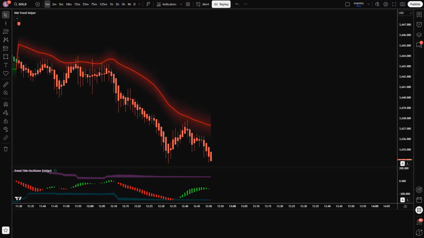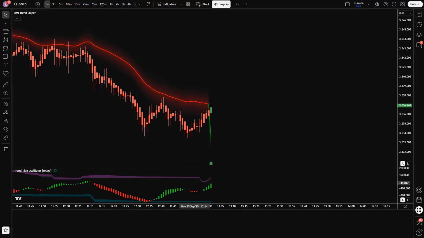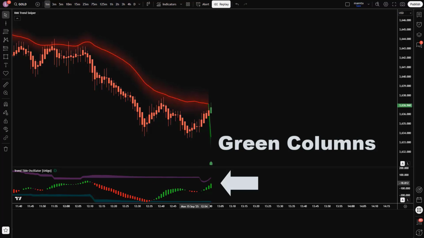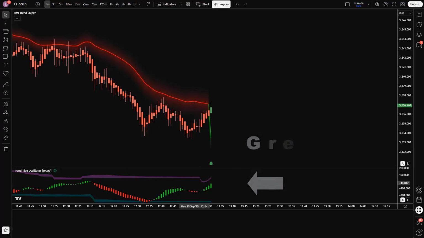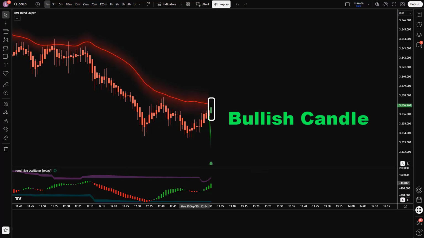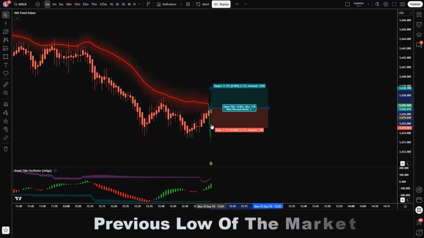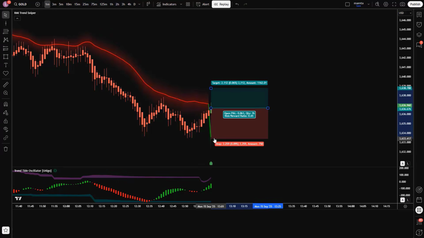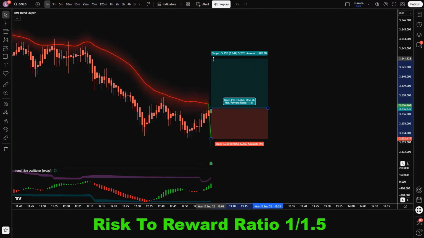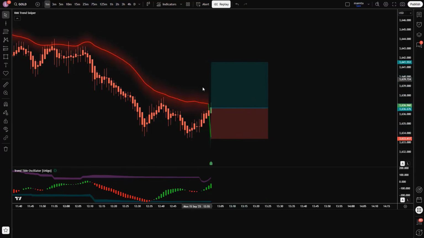Let's see how we use these trading setups. When the RMI Trend Sniper Indicator gives us a buy signal, when the Trend Tide Oscillator Indicator shows green color columns, and when the market forms a bullish candle, if this condition is fulfilled, then we will place a buy order. Our stop loss is the previous low of the market, and the risk to reward ratio will be 1:1.5.